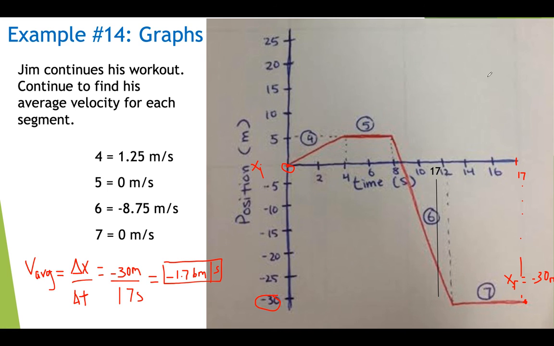Okay, so the slopes of the line are the speed or the average velocity for that segment. If we want the average velocity for the entire path, we need to look at the total displacement over the total time.